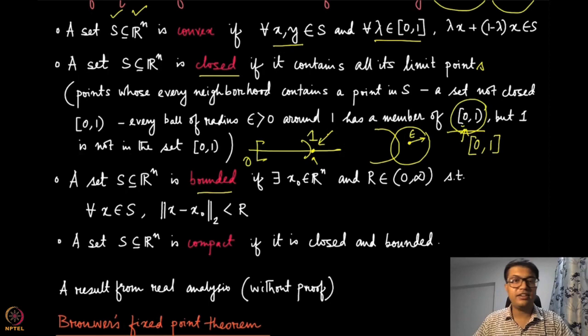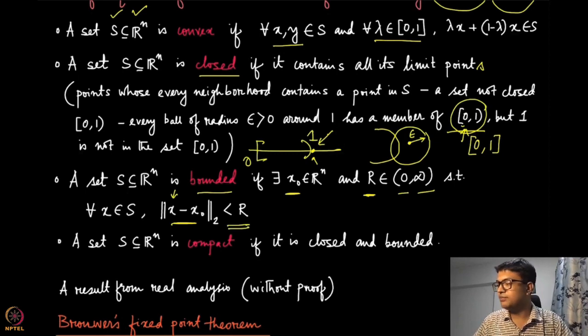Boundedness is very simple. We already know by the term itself what a bounded set is. So what does it say formally? We'll say a set S is bounded if there exists some point x0 in R to the n. Notice that this x0 need not be inside this set S, and some finite R. So this should be larger than 0 and smaller than infinity. So it is a finite radius R, such that for every x that is living in S, if you take the distance between x0 and x, and we are just looking at the L2 norm, that should be smaller than R.